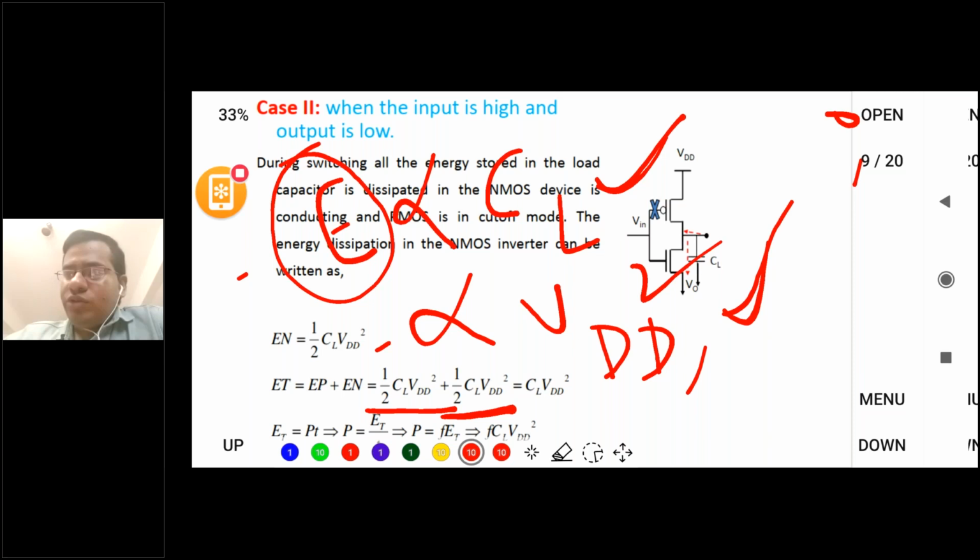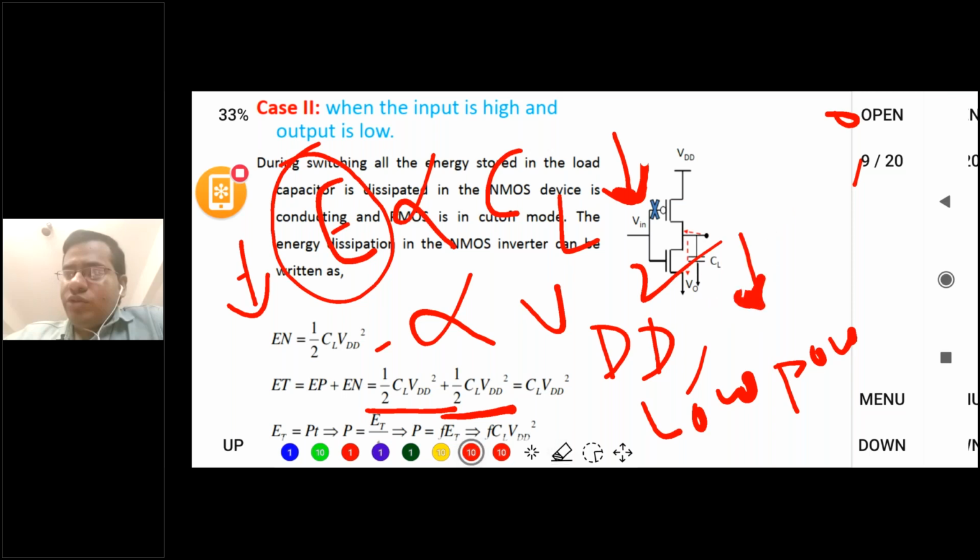Sometimes if you design digital circuits in terms of low power, then your CL value must be less. Your load capacitor value is very less, then your energy dissipation is less. Another thing, if your VDD supply is less, then your energy dissipation is also less. So please care about these two values. Otherwise you cannot control the energy dissipation in the circuit.